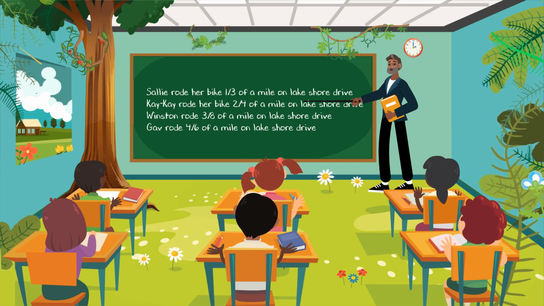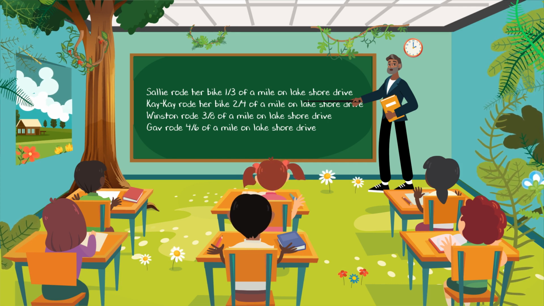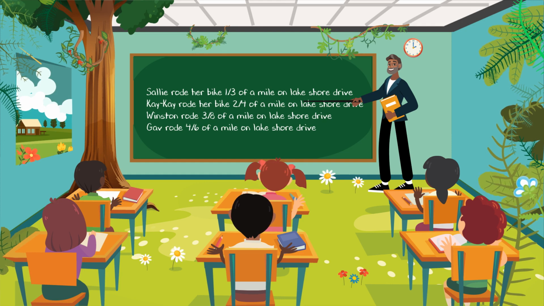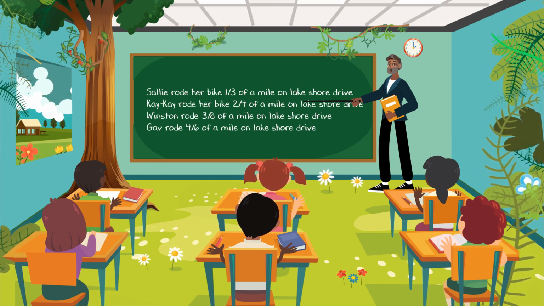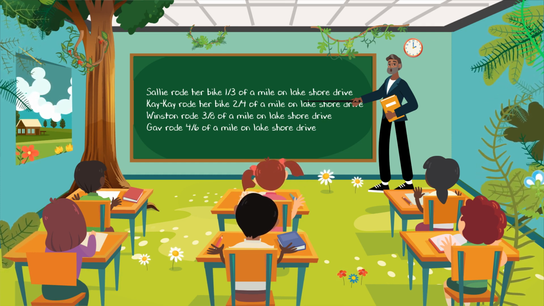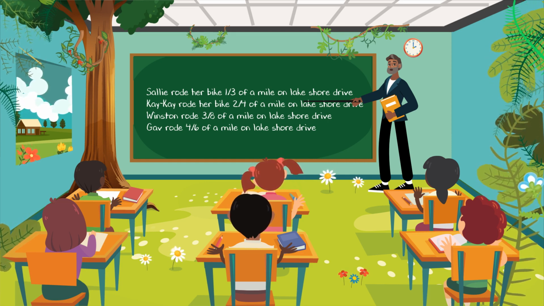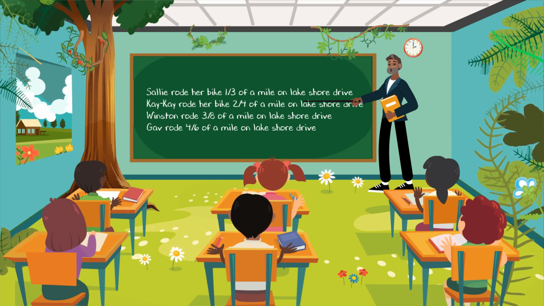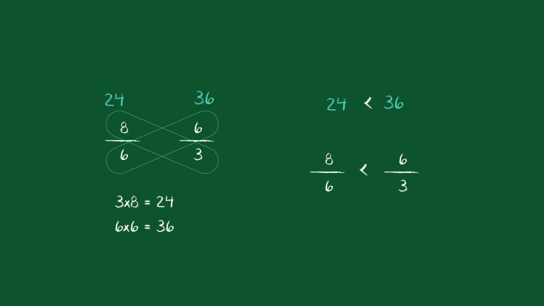Try this one on your own. I would like for you to order these fractions from least to greatest. Sally rode her bike on Lakeshore Drive 1/3 of a mile. Kiki rode her bike on Lakeshore Drive 2/4 of a mile. Winston rode his bike on Lakeshore Drive 3/8 of a mile. And Gav rode his bike 4/6 of a mile. Excellent job.